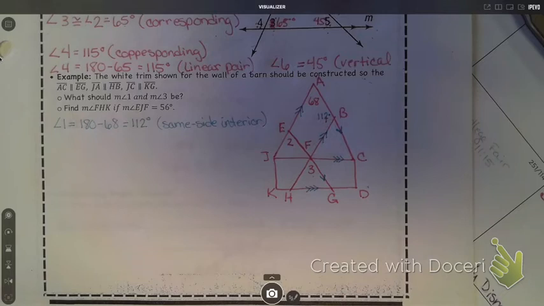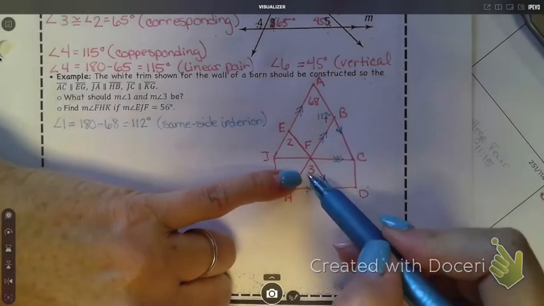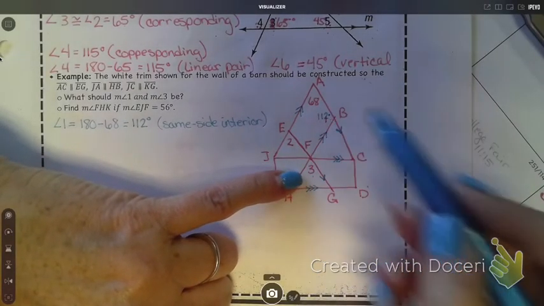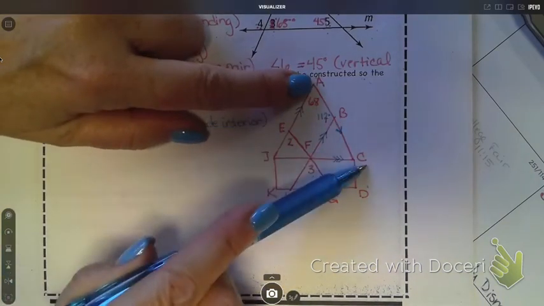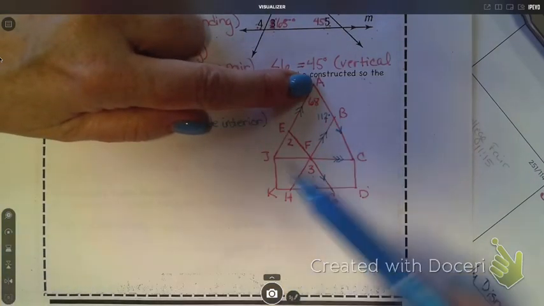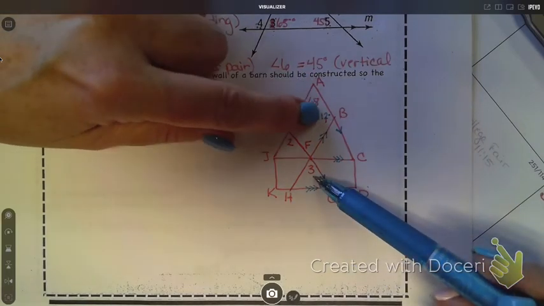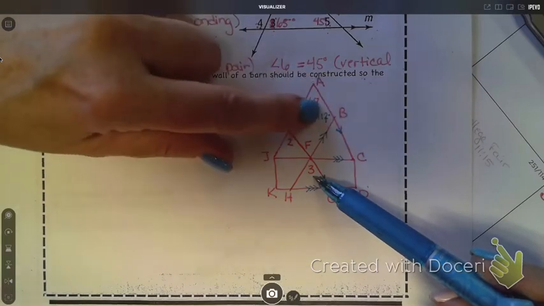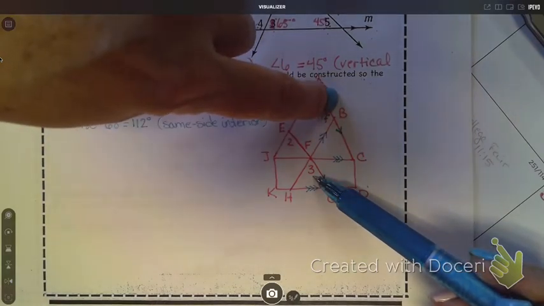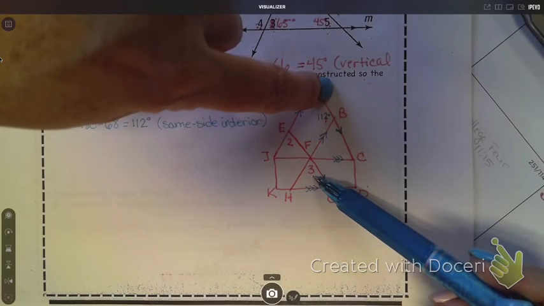Would it be that alternate exterior thing? Alternate exterior? For what angles? The 112 and 3? Well, 3's exterior, but 112 is interior. Because she's looking at this and this line are parallel, and she's looking at this transversal. So she's like, oh, 3's exterior, but is 112 exterior? No. If 112 was out here, then it would be. Correct? Okay?